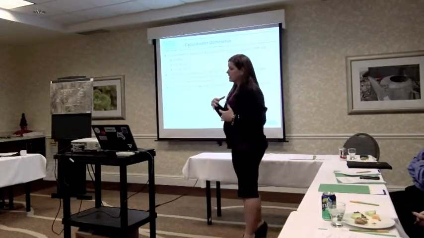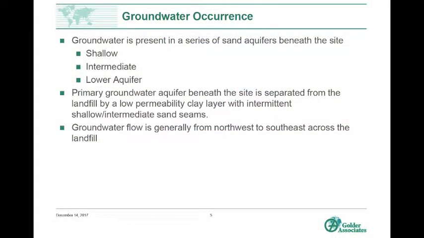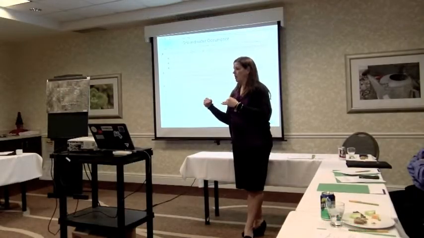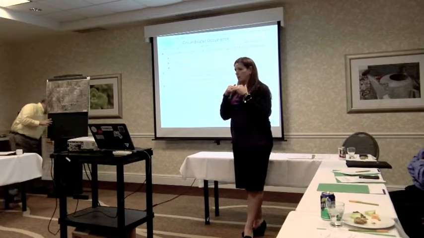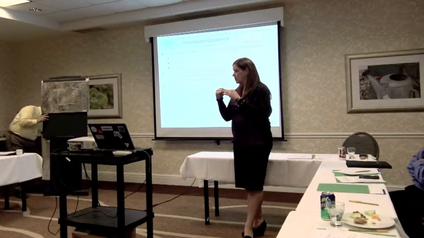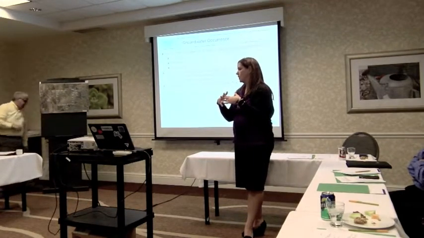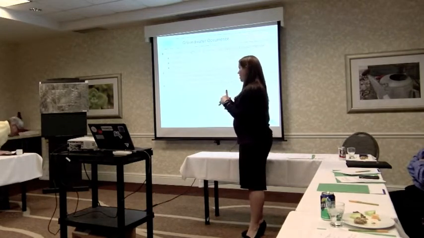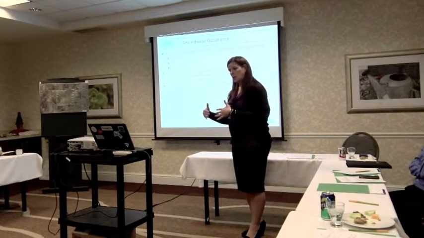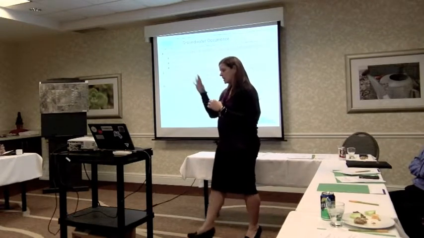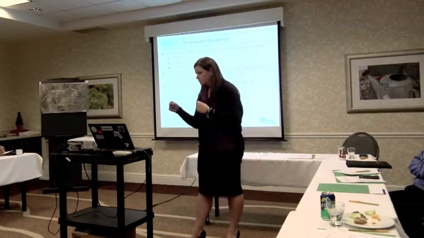So at our site at the Arbor Hills, it is present in a series of sand aquifers below this facility. So we have clay from the surface down to a depth where we have a primary aquifer. In that clay layer, we have some smaller intermittent sand zones. In each of those zones, we have groundwater monitoring wells that we're collecting samples from. So at the facility, we refer to these as the shallow, the intermediate, and the lower, which is the primary aquifer, continuous across the site.